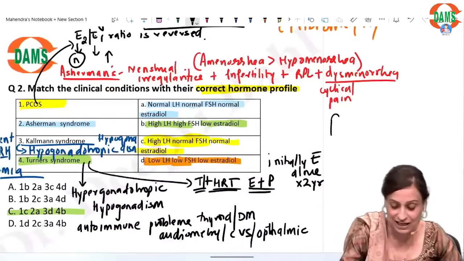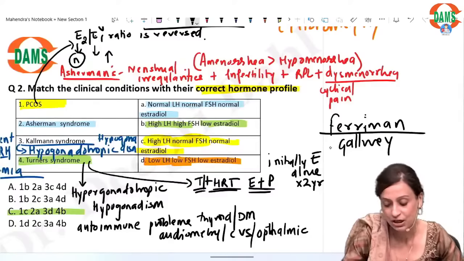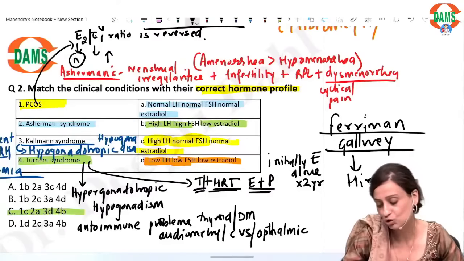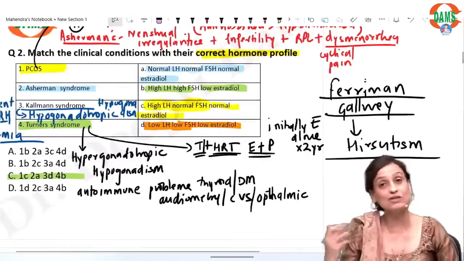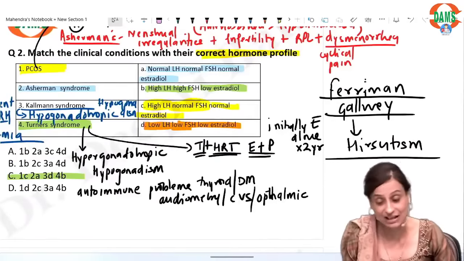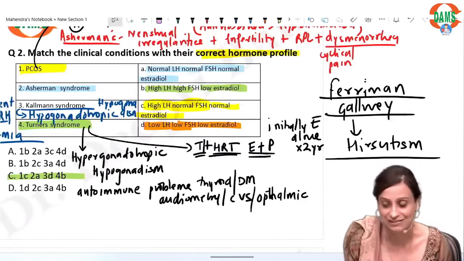Right, so we call it the Ferriman-Gallwey score, okay? The Ferriman-Gallwey score is what we use to look for hirsutism. A general rule is, if the score is more than or equal to 8, we say there is hirsutism, right? So remember the terminology Ferriman-Gallwey, right?